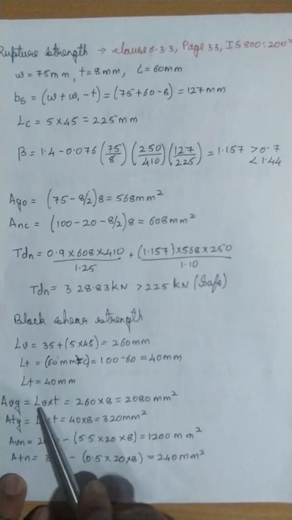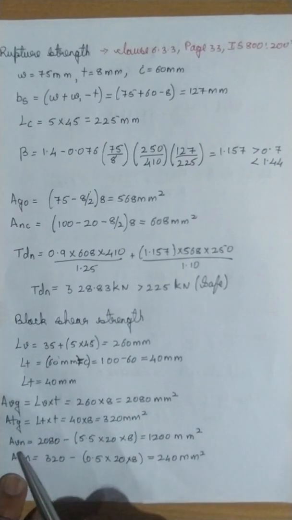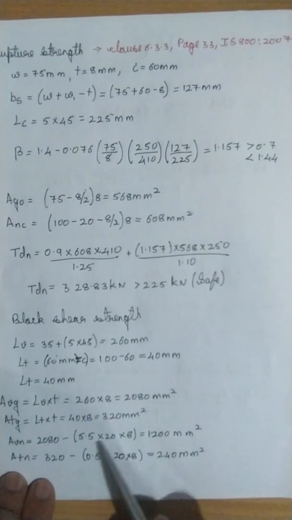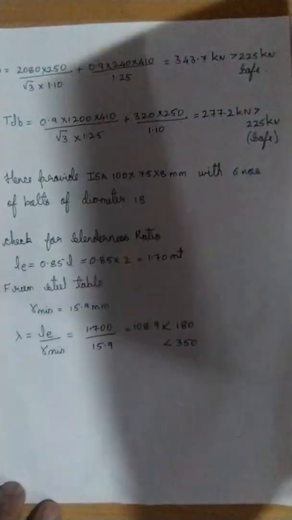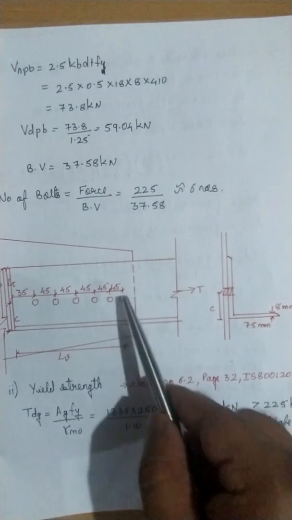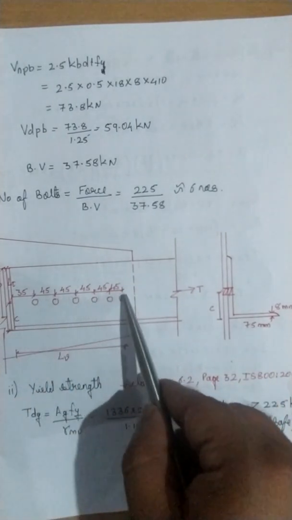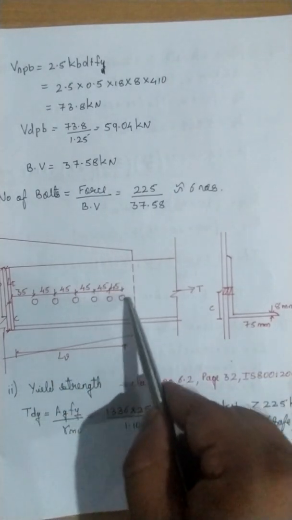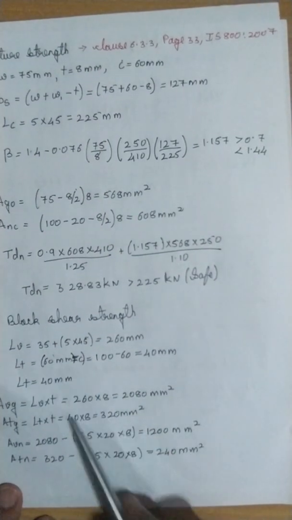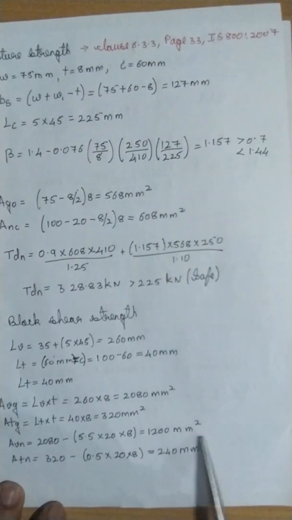Now we have to find out Avg, which is Lv into t, and it is working out to be so much. Atg is also working out to be so much. Avn is the net area, so it is this component minus the number of bolts coming in. Let us see in the parallel direction. We have 1, 2, 3, 4, 5, and this is going to be cut like this, so this gets cut into such a block. So 1, 2, 3, 4, 5, and this one is considered as half. So we have taken it as 5.5 into the diameter of the bolt into thickness. So we worked out how much.